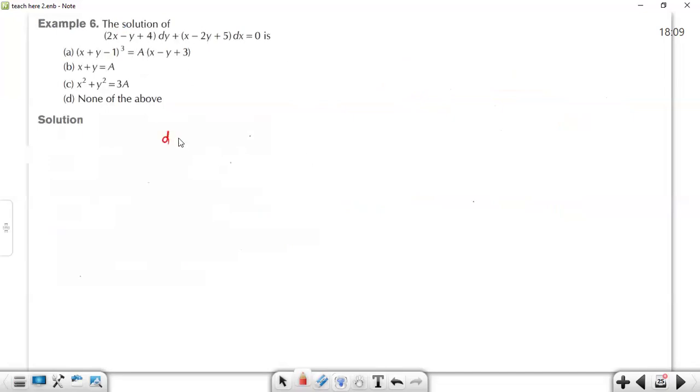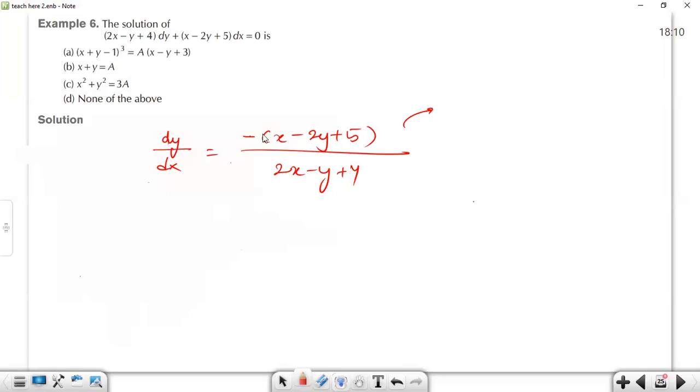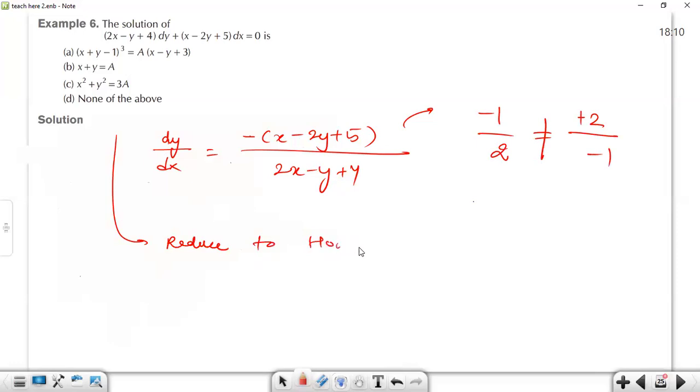So what we'll do, we'll try finding dy over dx. When this goes to the right hand side, it will become like this. Now this is not a homogeneous differential equation, because the coefficient of x is -1 here and 2 there, and the coefficient of y is +2 here and -1 there. These are not equal. So we are first going to reduce this to a homogeneous differential equation. And we'll do so simply.